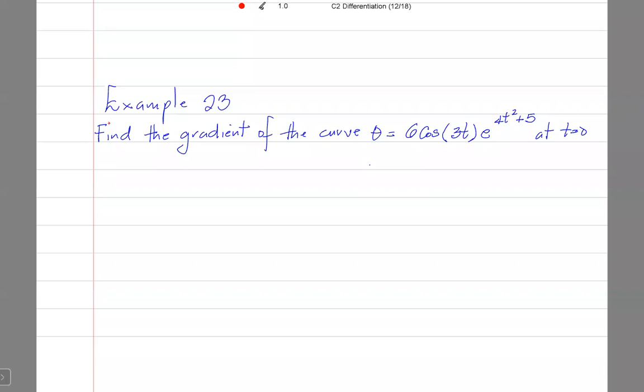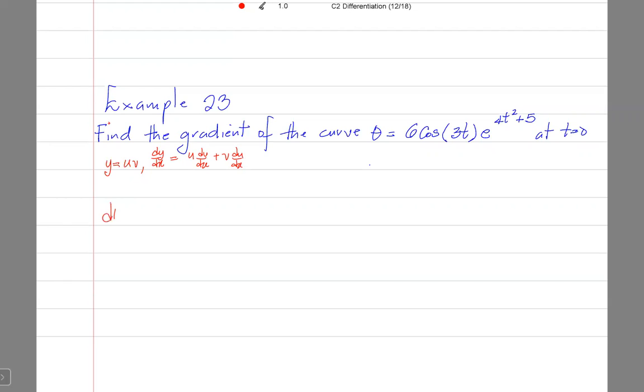All right, so we're asked to find the gradient of the curve theta is equal to 6 cos 3t e to the 4t squared plus 5 at t is equal to 0. This is a product, so we're going to use the product rule, which states that if y is equal to uv, where u and v are functions of x, dy by dx would be equal to u dv by dx plus v du by dx.